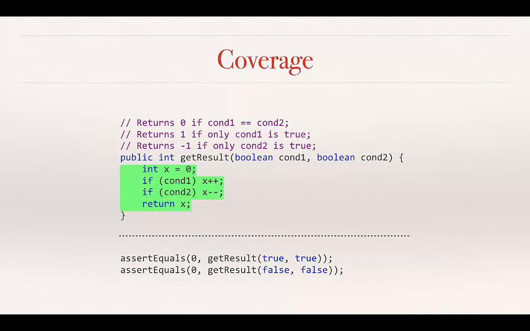And this is what that would look like. We simply pass in false for both arguments. Since condition 1 equals condition 2, the expected result is still 0. So this is wonderful. Both of our test cases pass, and we have 100% statement and branch coverage.